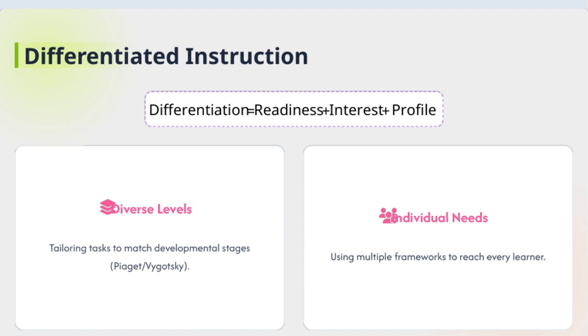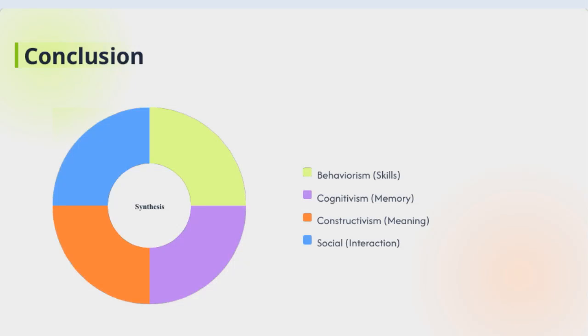The key equation here is that differentiation equals understanding each student's profile, their interests, and their readiness, and then adjusting instruction accordingly. This is what we call differentiated instruction. It's about meeting students where they are and guiding them forward, using a variety of strategies to make sure that every learner is supported and challenged appropriately. Ultimately, this approach allows us to be more responsive and effective in our teaching, ensuring that all students have the opportunity to succeed.